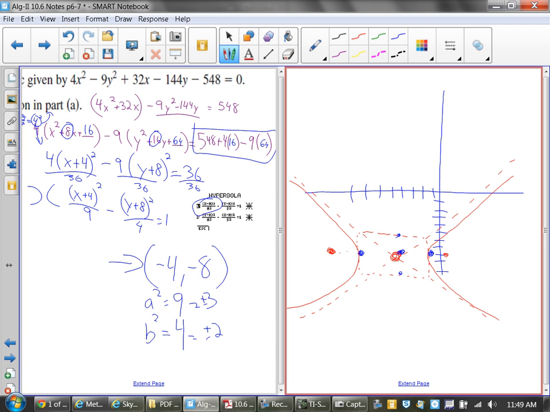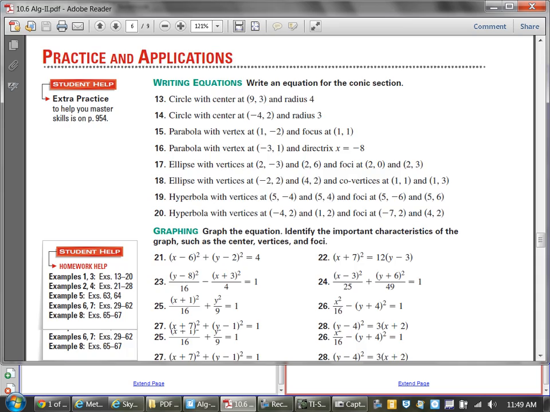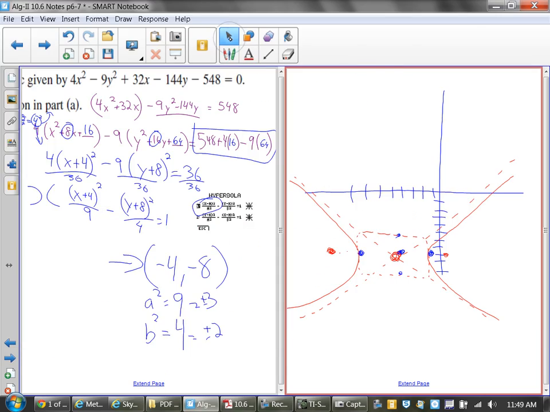Okay? Again, starting out, it looks like it's god-awful. But as you get going to it, it's just a lot of completing the square. Okay? Well, let's see. I knew there was another one I wanted to do real quick.